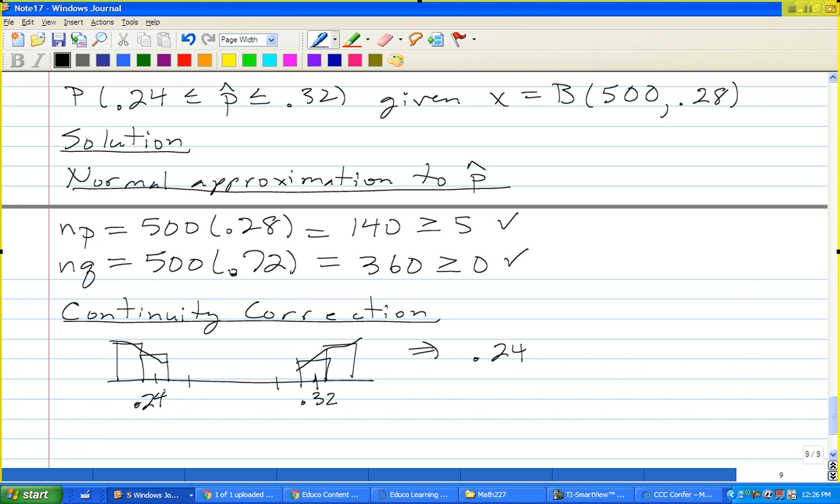Okay, so I'm going to have to add 0.5 over n, which is 500. Okay, and so if I do that, I get 0.241. Here I'm going to have to subtract 0.5 over n, and so 0.319.